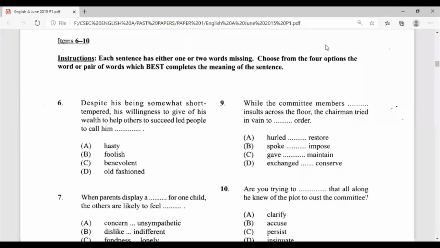Okay, now we're doing items 6 to 10, June 2015. Our instructions say each sentence has either 1 or 2 words missing. Choose from the 4 options the word or pair of words which best completes the meaning of the sentence. So the sentence already has a meaning that it's trying to give to you, and we're looking for words that will make that meaning more complete, not to change it. Let's move on. Number 6.